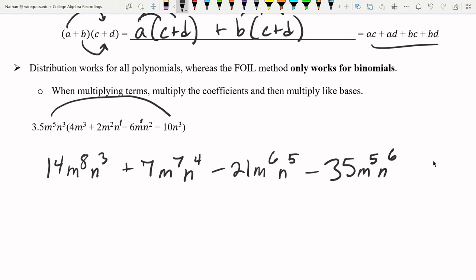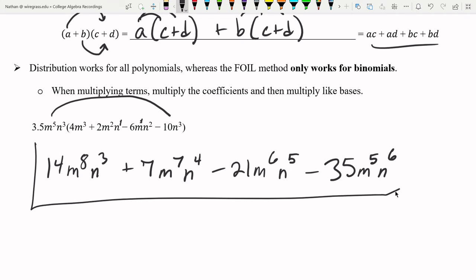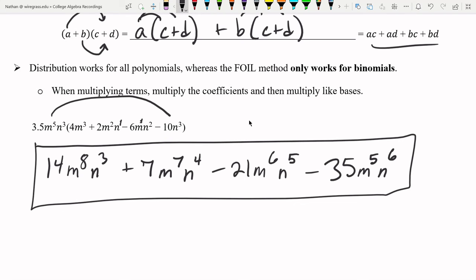Now, combining like terms, the variable part has to be the exact same, right? So here we're looking at m to the 8, m to the 7, m to the 6, m to the 5. All the m's are different, so there are no like terms here. This is the best I can do. Now, this technically really isn't a polynomial because we have 2 different variables, and I had only shown a polynomial with 1 variable. You can think of this like a polynomial in 2 variables if you want.